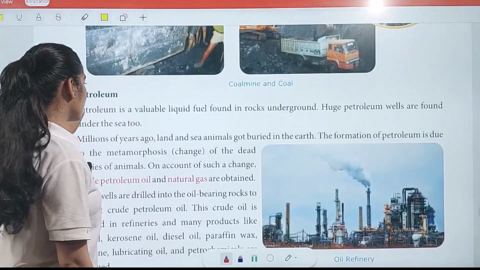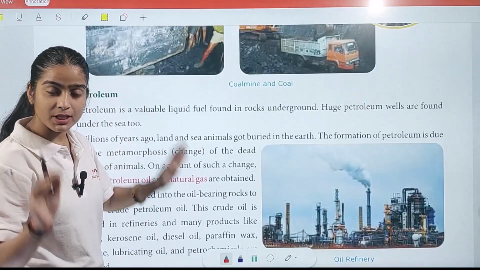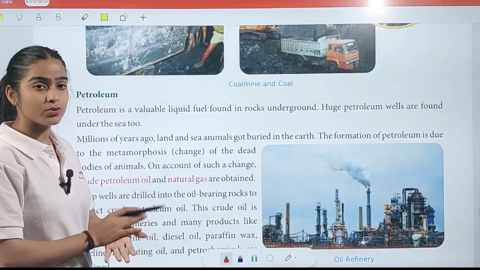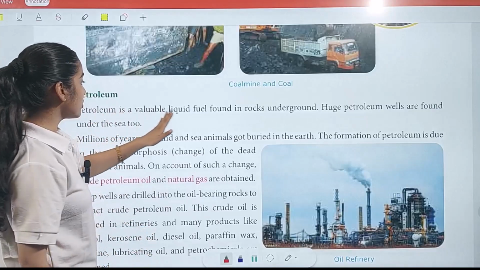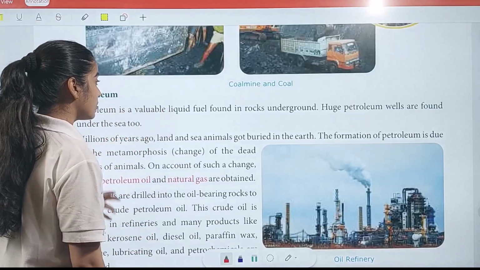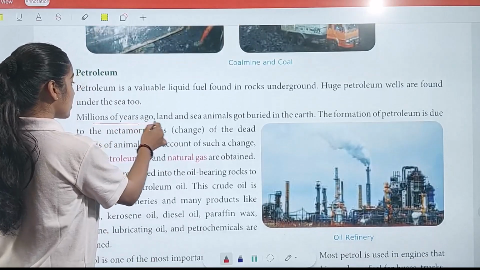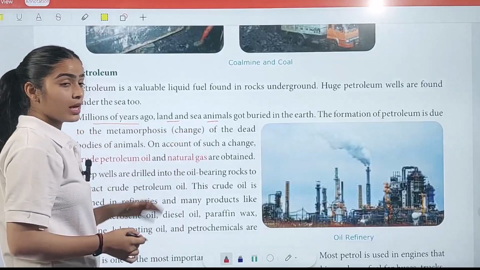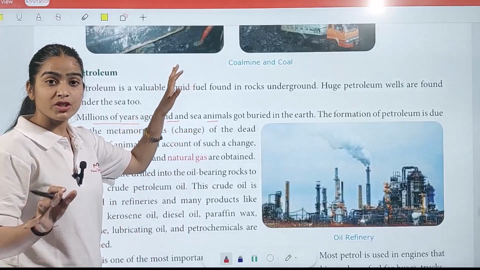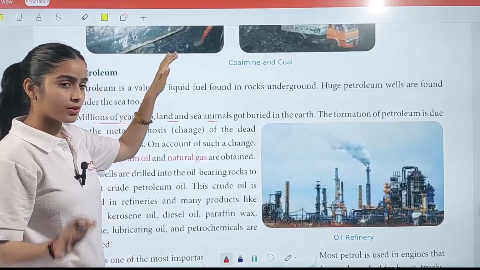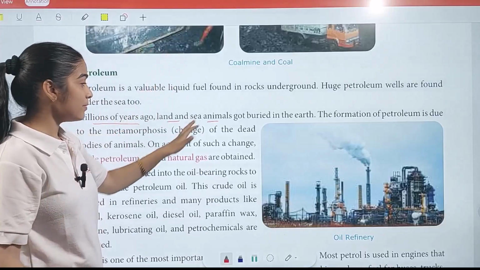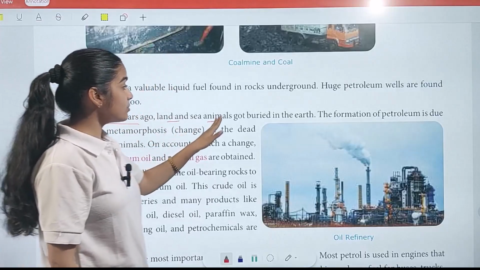Next, we have petroleum. With the help of petroleum, you get diesel, petrol, etc. Petroleum is a valuable liquid fuel found in rocks underground. Huge petroleum wells are found under the sea too. Millions of years ago, land and sea animals got buried. In coal, vegetation and dense forests got buried for a long period of time, and in petroleum, animals got buried in the earth.